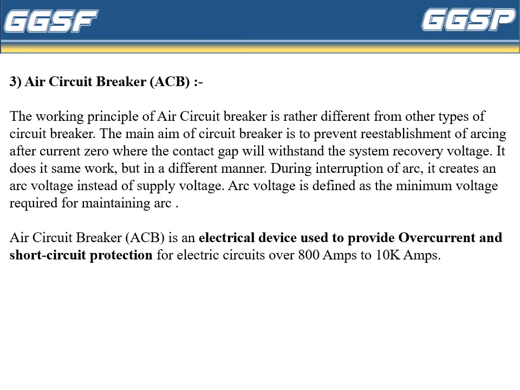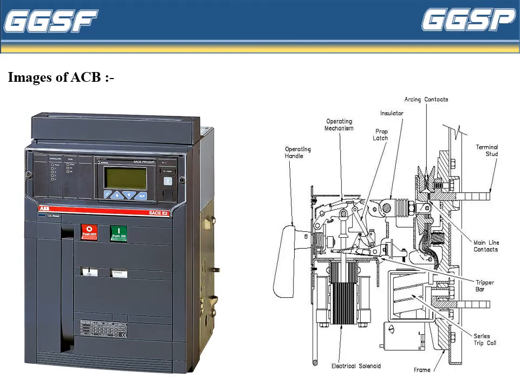Air circuit breakers, or ACBs, are electrical devices used to provide overcurrent and short circuit protection for electrical circuits over 800 amperes or 10,000 amperes. These are the images of ACB. The second image shows the different parts of ACB, such as operating handle, operating mechanism, prop latch, insulator, arcing contacts, terminal stud, main line contacts, tripper bar, series strip coil, frame, electrical solenoid, etc.